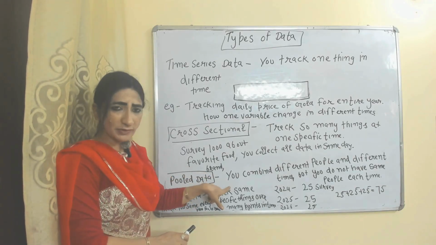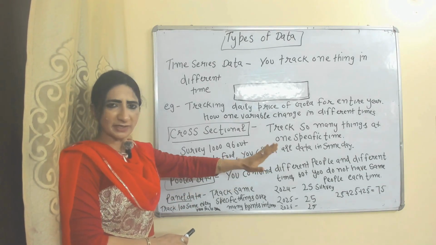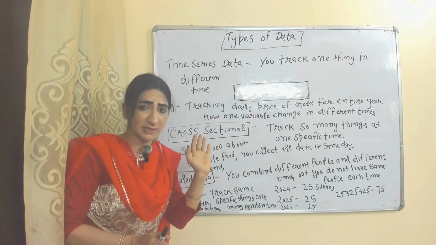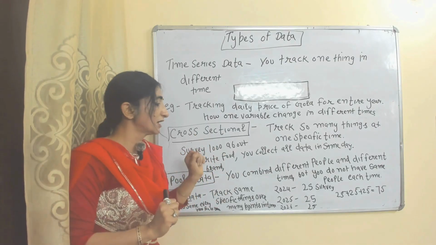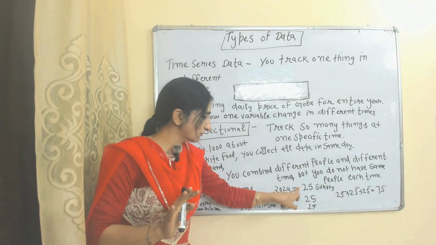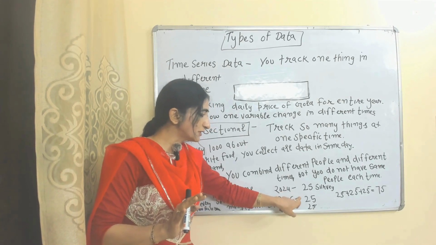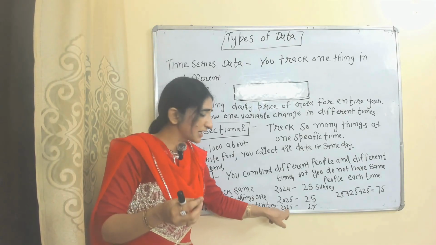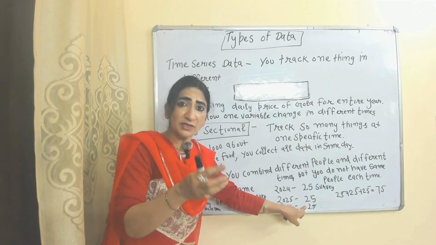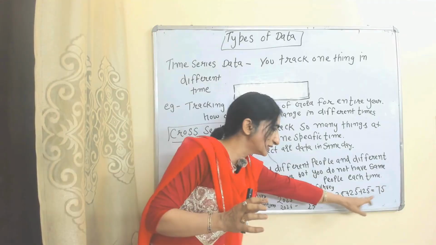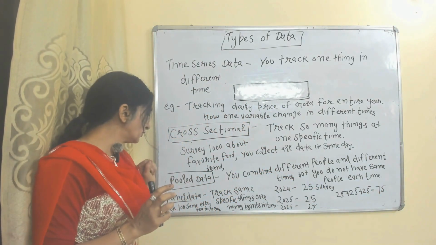Pooled data: you combine different people and different times, but every time you select different people, meaning the people are not the same in each survey. For example, in 2024 you select 25 people for a survey. In 2025 you select a different 25 people. In 2026 again you select a different 25 people for the survey. Then you make a pool, meaning you add all this data. It is called pooled data.